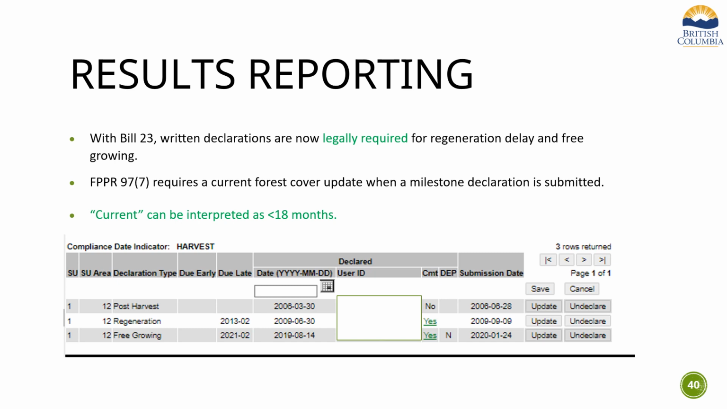I also want to highlight FPPR 97.7. It says that a current forest cover update is required when a milestone declaration is submitted. So what does current mean? Well, when asked, the results team has always said that means within 18 months. So you can use that as your guidance.